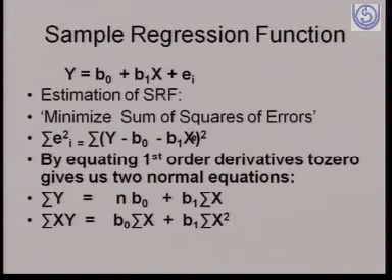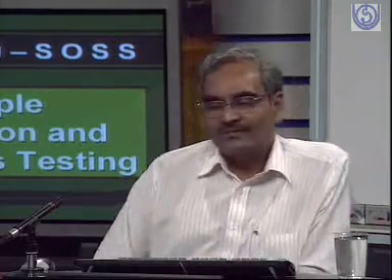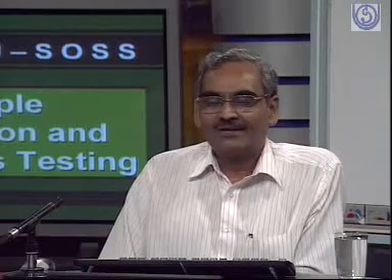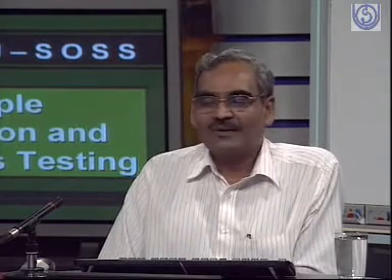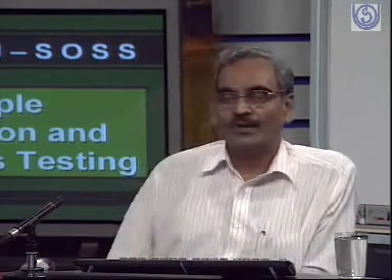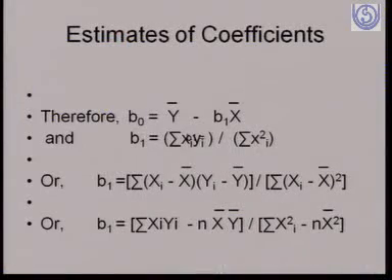Sigma y equals n b0 plus b1 sigma x, and sigma xy equals b0 sigma x plus b1 sigma x square. If we solve these equations simultaneously, we'll be able to obtain estimates for b0 and b1. The estimated b0 will be nothing but the intercept parameter, and b1 will be the slope parameter for the sample regression function.